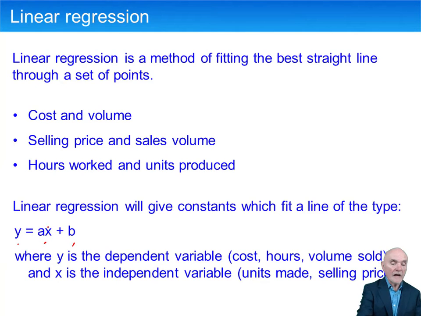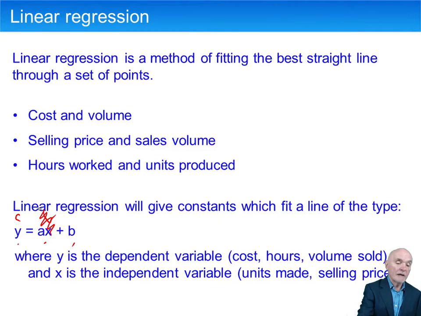Here we can see that if x is zero, so let's say that this is the cost and this is the volume, this is essentially saying that when the volume is 0, this term will disappear, and you're still left with a cost there. That will be the fixed cost. B in this situation would be the fixed cost.